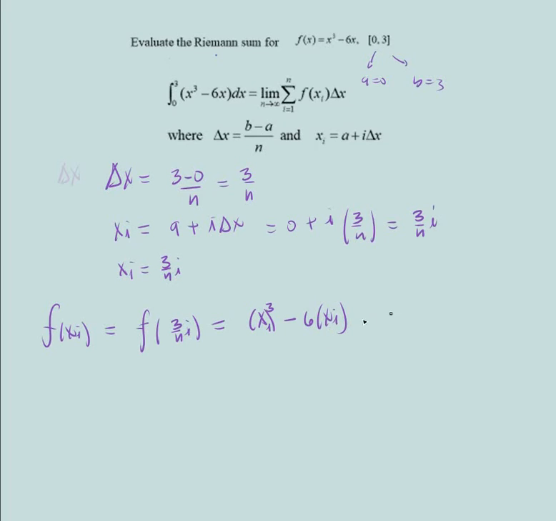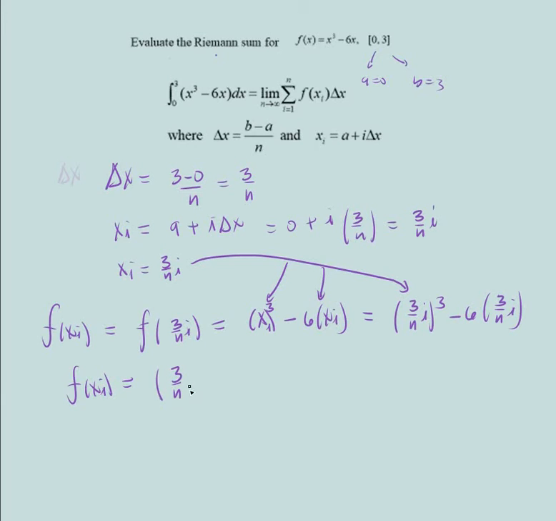If we evaluate at 3i over n, this is going to be equal to 3 divided by n times i, cubed, because this is the xi we're substituting here. Remember, we got xi and we put it inside of here and inside of this one, minus 6 times 3 divided by n times i. So our function f of xi, I'm going to write it here again. I'm going into a lot of details so it will be easy next time you solve a problem.